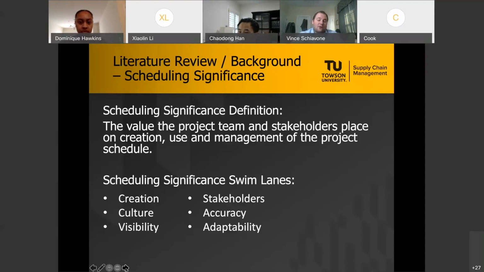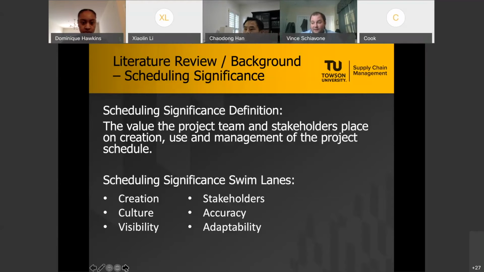So if you take a look, one of our pillars was scheduling significance. This was our very first pillar, and it could be argued that this is one of the most important since it set the priorities of our model. So the definition of scheduling significance that we came up with was the value that a project team and stakeholders place on creation, use, and management of a schedule.